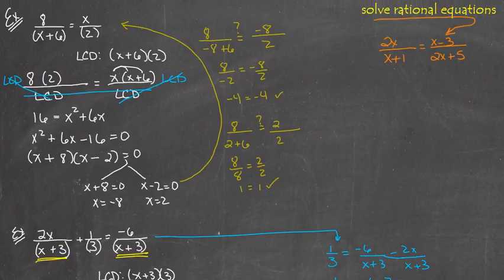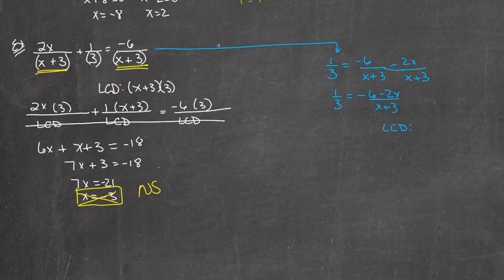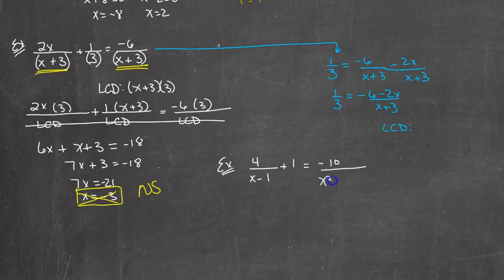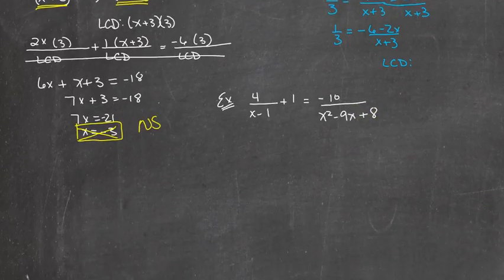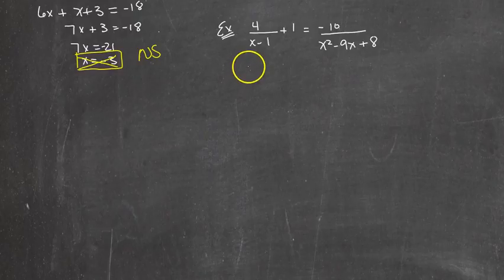That's kind of like what I expected to get up here. When I just made this up, I probably would have ended up with a problem with no solution. So there you go. So let's do one more example, this one with a quadratic in it, because you haven't had a good time until you've done a quadratic. 4 over x minus 1 plus 1 equals negative 10 over x squared minus 9x plus 8. Okay, first things first, we have to factor all the denominators.